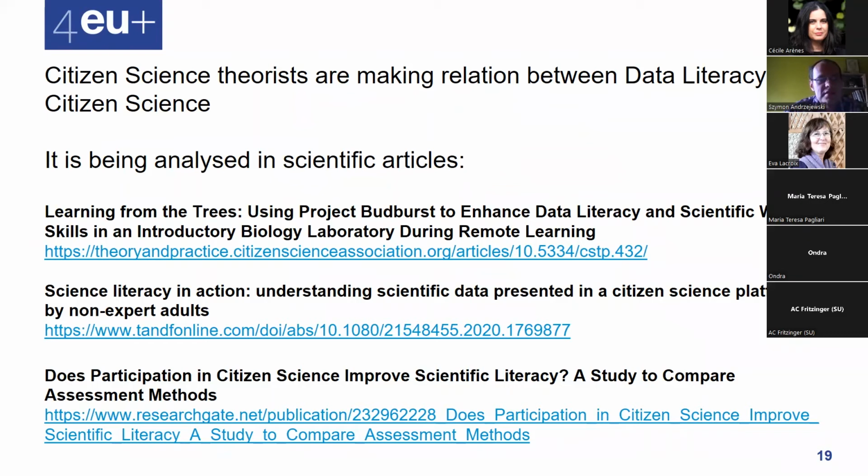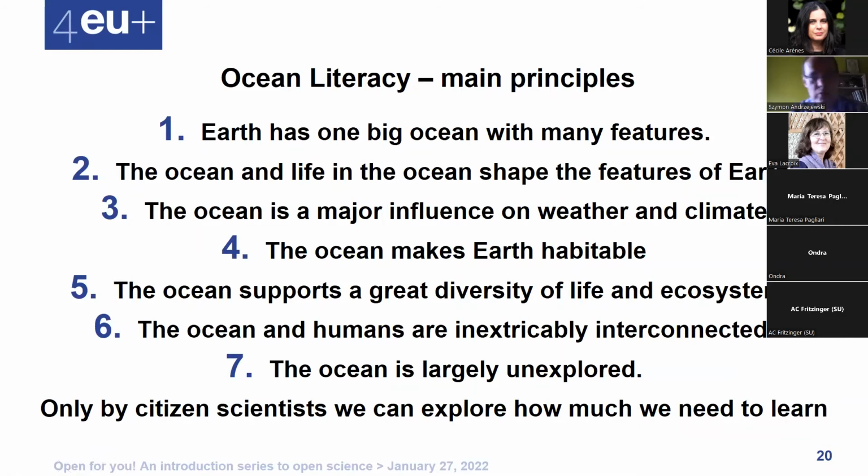And also citizen science theorists are making relations between these two aspects. It is being analyzed in scientific articles, as we can see in this slide. And of course, we can say that the term ocean literacy comes, I guess, from the term data literacy. With their main principles, we can see that we still don't know much about the ocean, and only with citizen scientists can we explore how much we need to know about this great object.